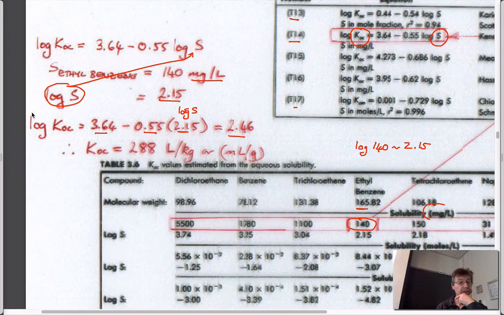And if we raise 10 to the power of this number, then we end up with the value of this. So in other words, we calculate what this is. So 10 to the 2.46 must be of the order, it's just slightly shy of this number here. The units that go in have to be milligrams per liter. The units that come out have to be milliliters per gram, or liters per kilogram. And so this is the magnitude of KOC in specific units.